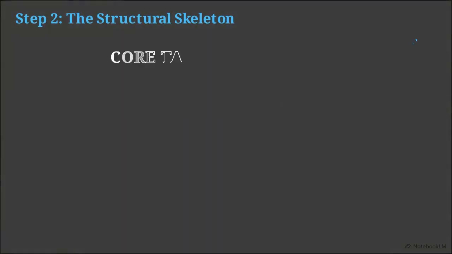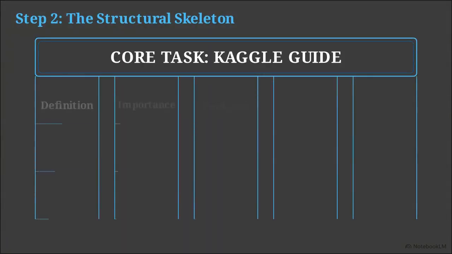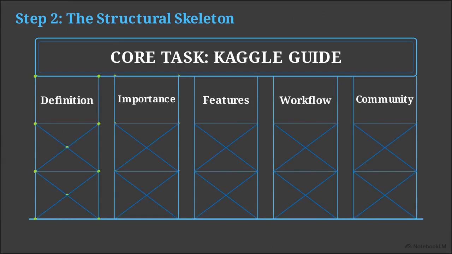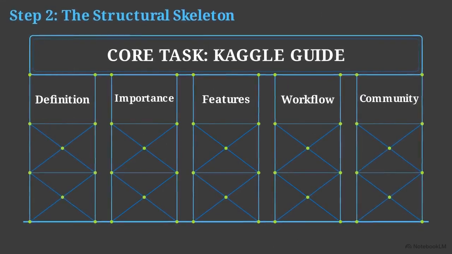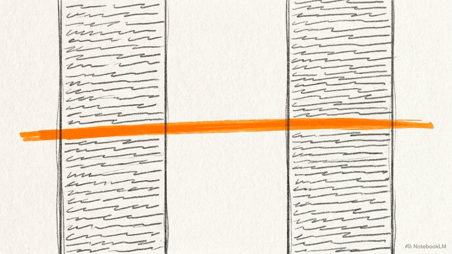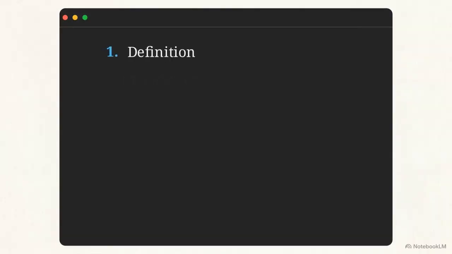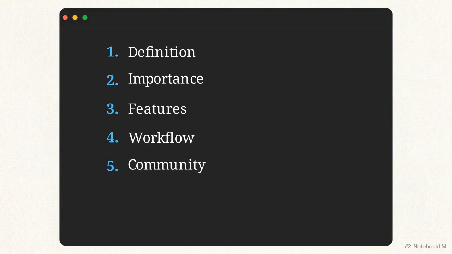Step 2 requires building the structural skeleton. We need to define the core task and outline the specific content pillars to cover. Do not clump your instructions into a single massive paragraph. You must use line breaks to separate ideas. Our text editor builds a numbered list of 5 mandatory sections: definition, importance, features, workflow, and community.